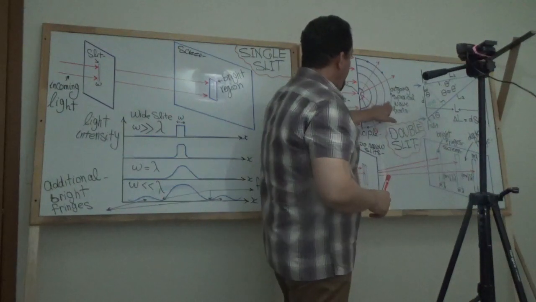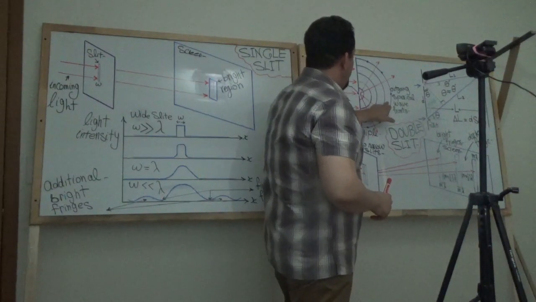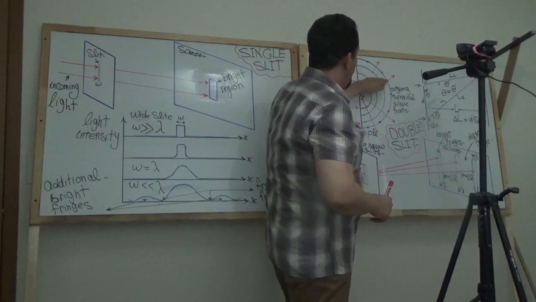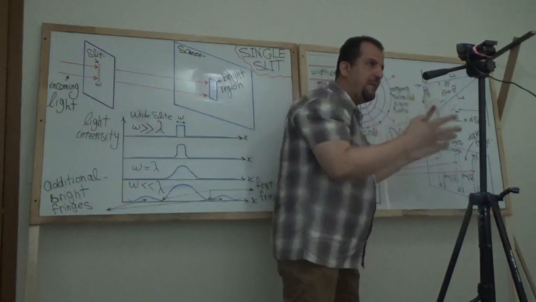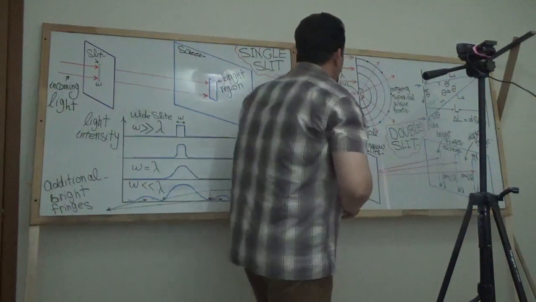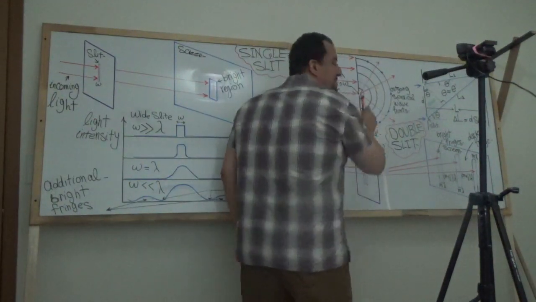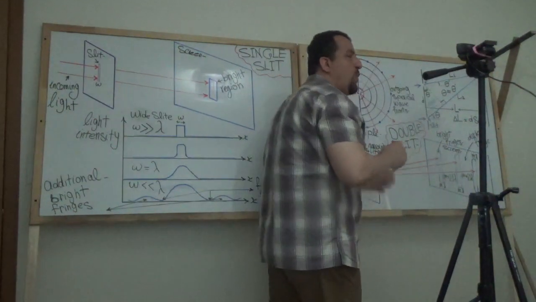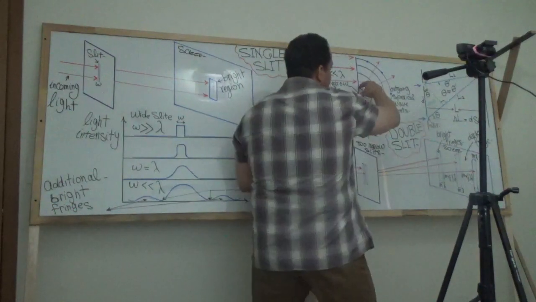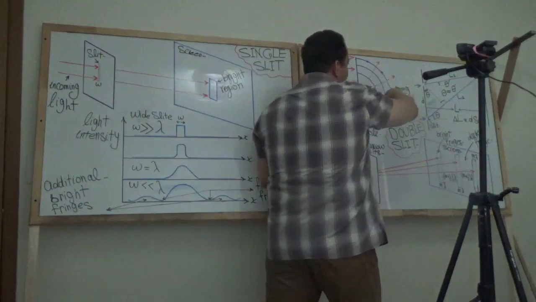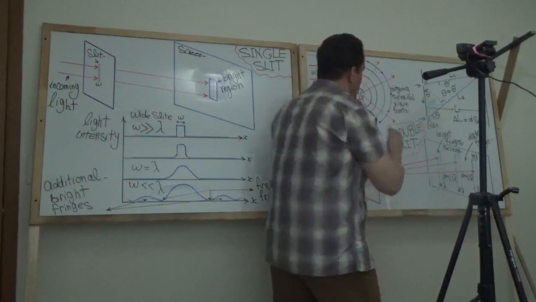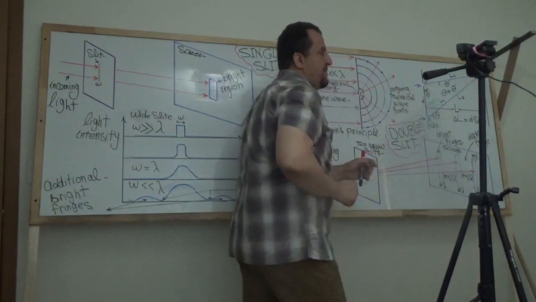And another thing that I would like to mention here, each one of these half circles that you can see, which represent the spherical waves, can be called wave fronts. So this is a wave front, this is a wave front, and this is a wave front, and this is a wave front, and this is a wave front. All of these are wave fronts.